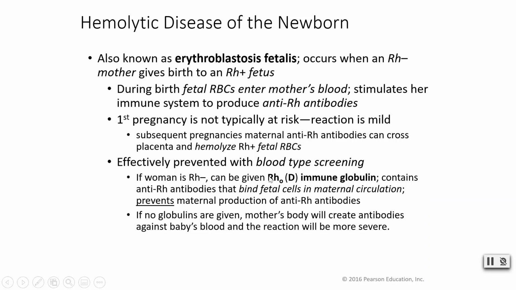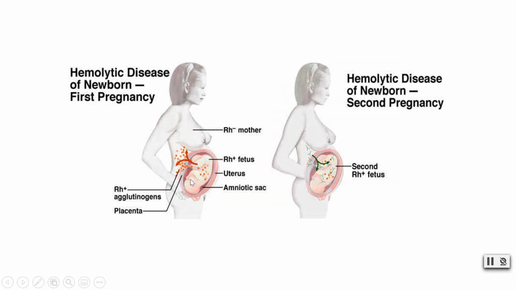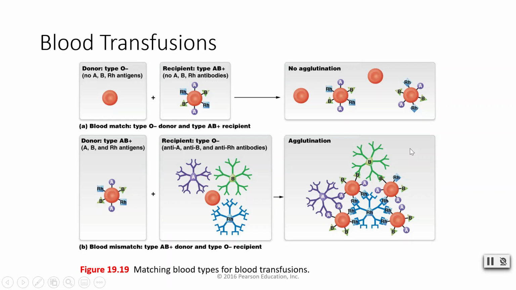So we can supplement with a RhoGAM shot, or an immunoglobulin shot, to prevent antibodies from finding fetal cells. And if they do find the fetal cells in the maternal circulation, then you would have that agglutination, and we don't want that. So if it happens a second time, we have to work a little bit harder to make sure nothing goes too terribly wrong. You can see here, first pregnancy, we're creating more of those antibodies. So in the second pregnancy, the antibodies would already be there, and we don't want them attacking the fetus or even any of the blood cells that might have gotten into mom by accident.